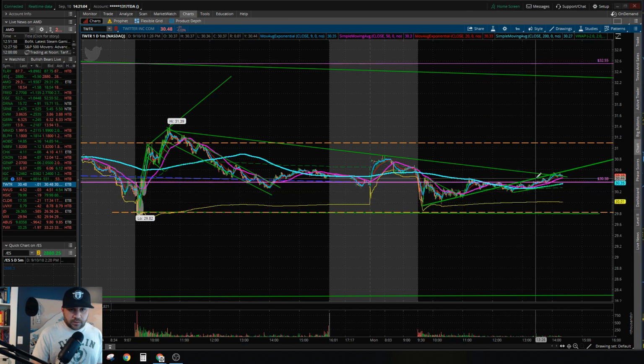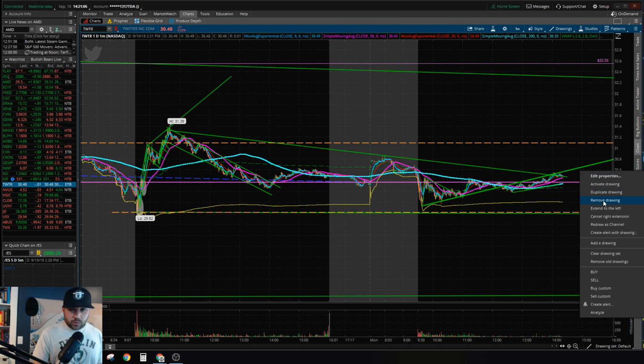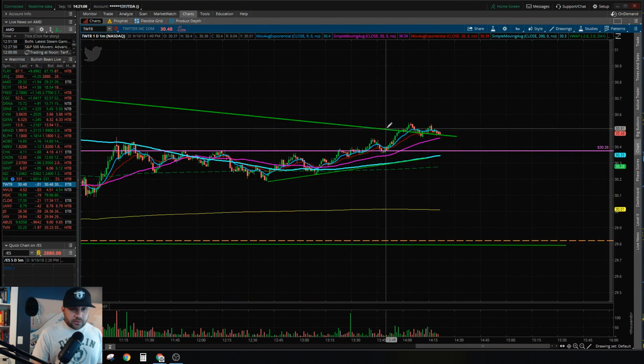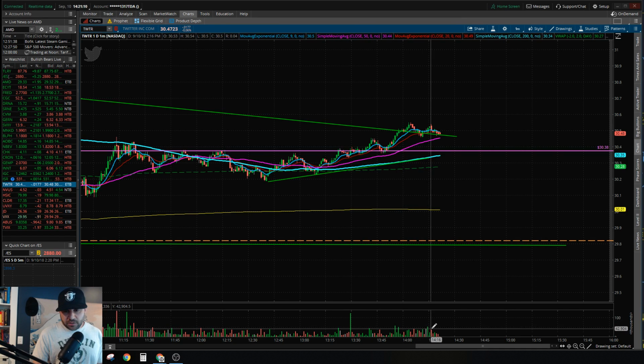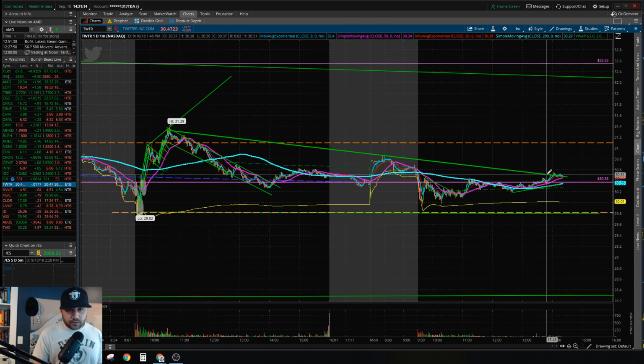And you can see this line right here. It didn't really hold that support. I'm just going to get rid of it. So we'll have to see. There's a little bit of volume starting to come in now. So maybe the volume trend's starting to shift in the other direction. Maybe we get above this right angle.